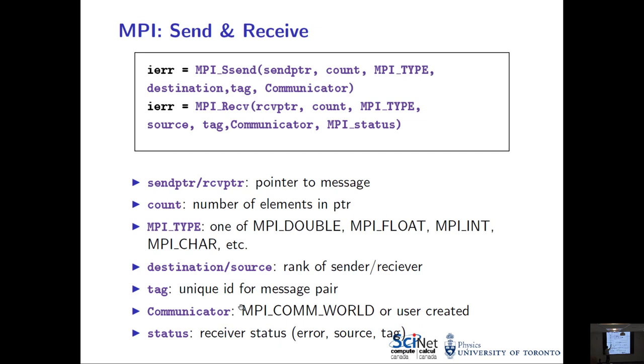So this, as I said, is the number of elements. This is the double float types. Destination is the rank of the receiver, then the unique ID, and MPI_COMM_WORLD. And then there's a status. This is a receiver status. You can do a little bit of bookkeeping on that one.